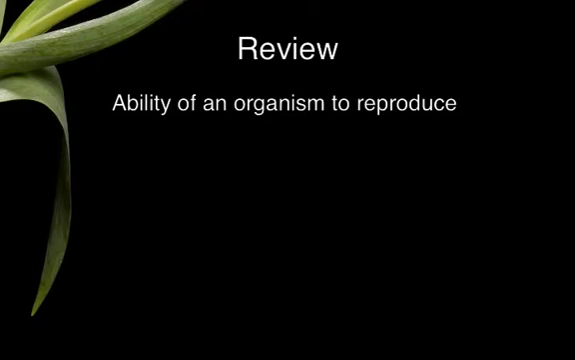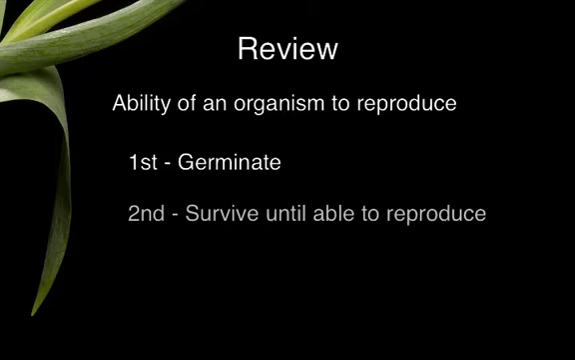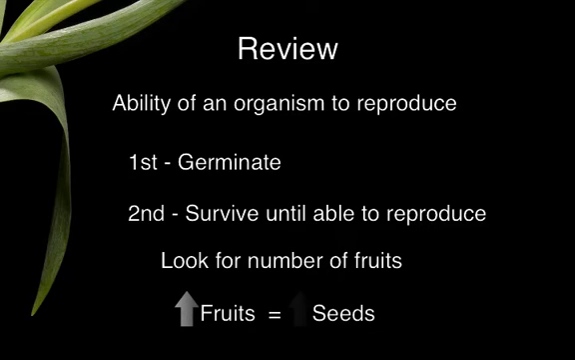To review, fitness is the ability of an organism to reproduce in order to spread its genotype to the next generation. In order to produce offspring, it must survive. It first has to germinate as a seed and then survive until it's able to reproduce. When we talk about the fitness of an Arabidopsis plant, we usually want to look at how many seeds it's able to make in order to pass on its genotype to the next generation. It would be difficult to count every individual seed, so we usually count the number of fruits. Typically, the more fruits a plant has, the more seed it has.